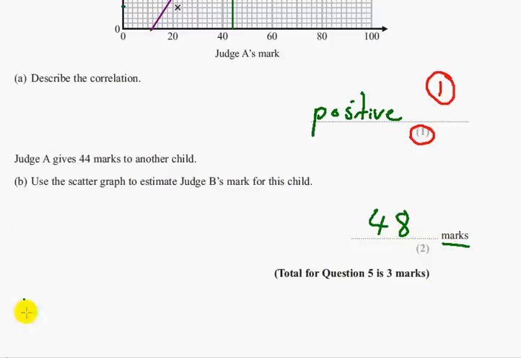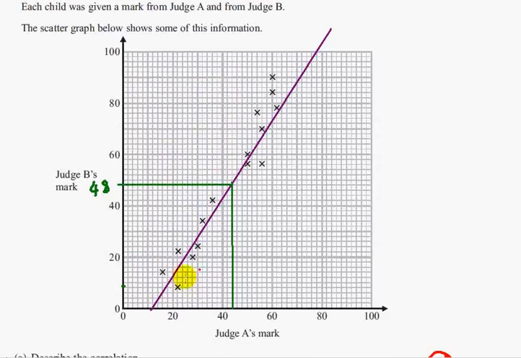Now this is worth 2 marks. Let's have a look at what the mark scheme says in order to get that mark. The first one is a method mark. If they see a line segment, so this line of best fit with a positive gradient, going in this direction here, or they can see a vertical line from 44 from Judge A here, then that's enough to get you the first method mark.